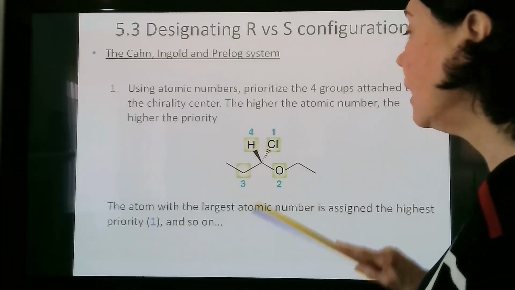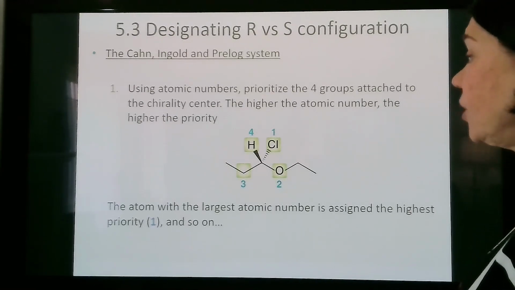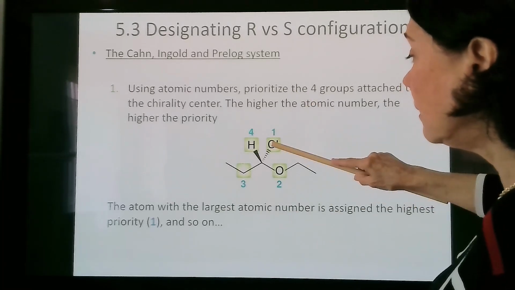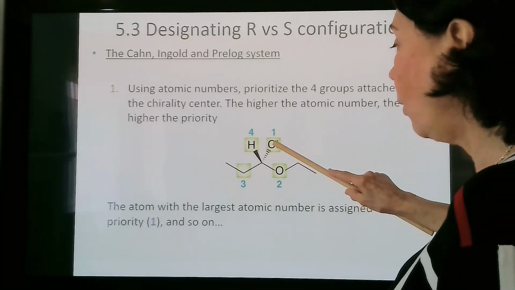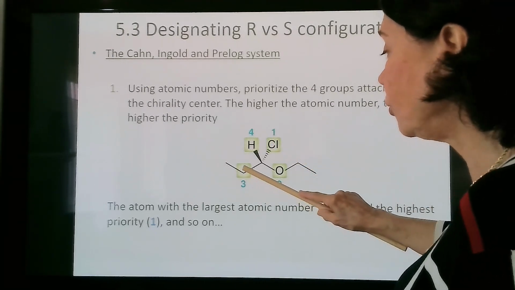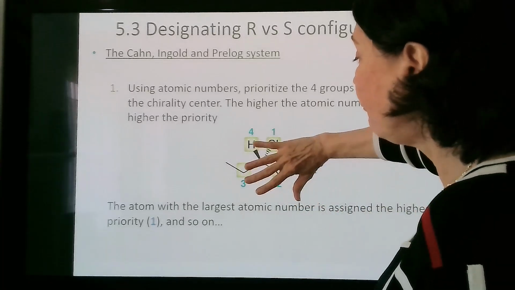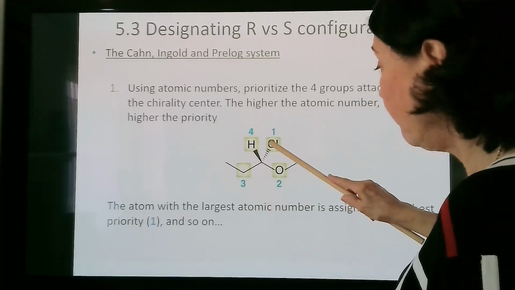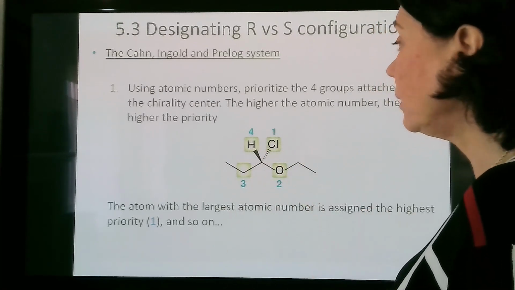Then comes hydrogen. Now, a little trick to doing this rapidly, instead of redrawing this so that hydrogen is going back: if we determine that this is going chlorine, oxygen, carbon, and that is clockwise, then when you flip the molecule over, it will be counterclockwise, going in that direction. So this is actually going to be S.